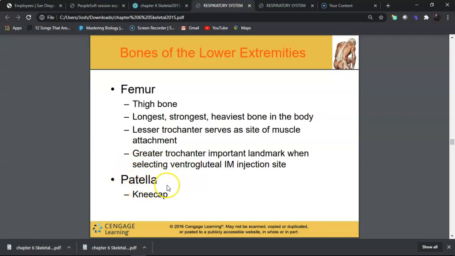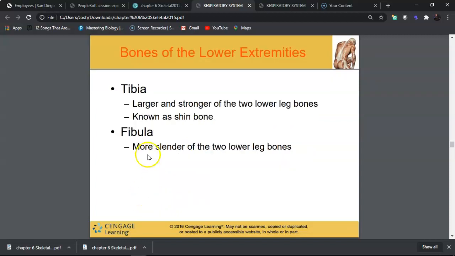Then we have a mid part where we have an articulation between the upper leg bone and the lower leg bones, which is the patella or the kneecap, and that's the sesamoid bone that protects that area. And then we have two long bones in the lower leg.